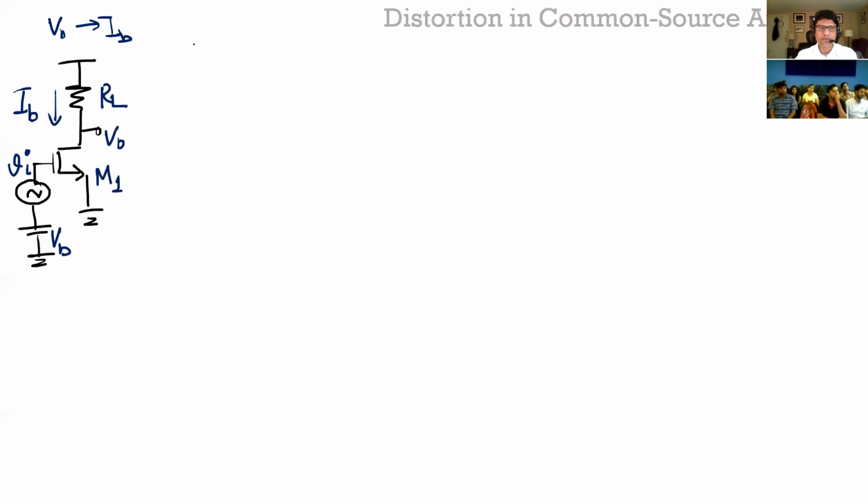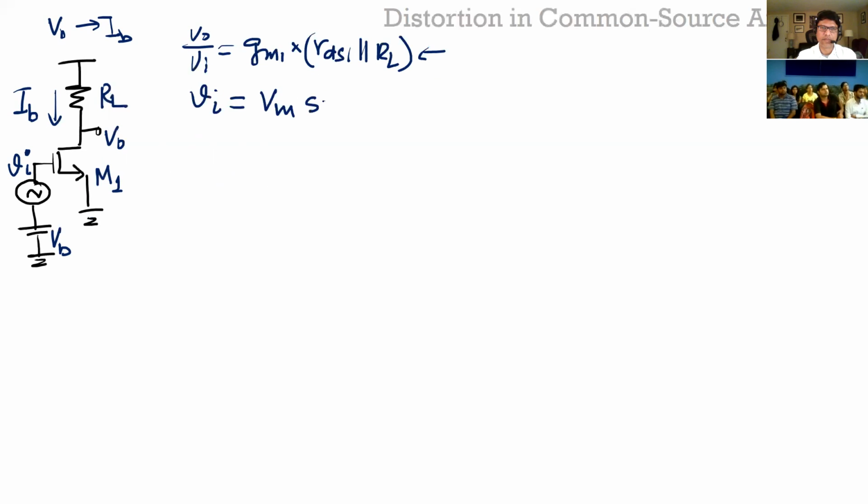Now the gain you wrote when you did your small signal analysis is Vout over VI equals gm1 times rds1 in parallel with RL. But that was assuming that the signal is really small. Let's say you did not have that assumption, because my signal could vary anything. So let's assume VI is just one tone, for example, a C sharp on your piano or whatever it is. Just one tone, Vm sine omega t.